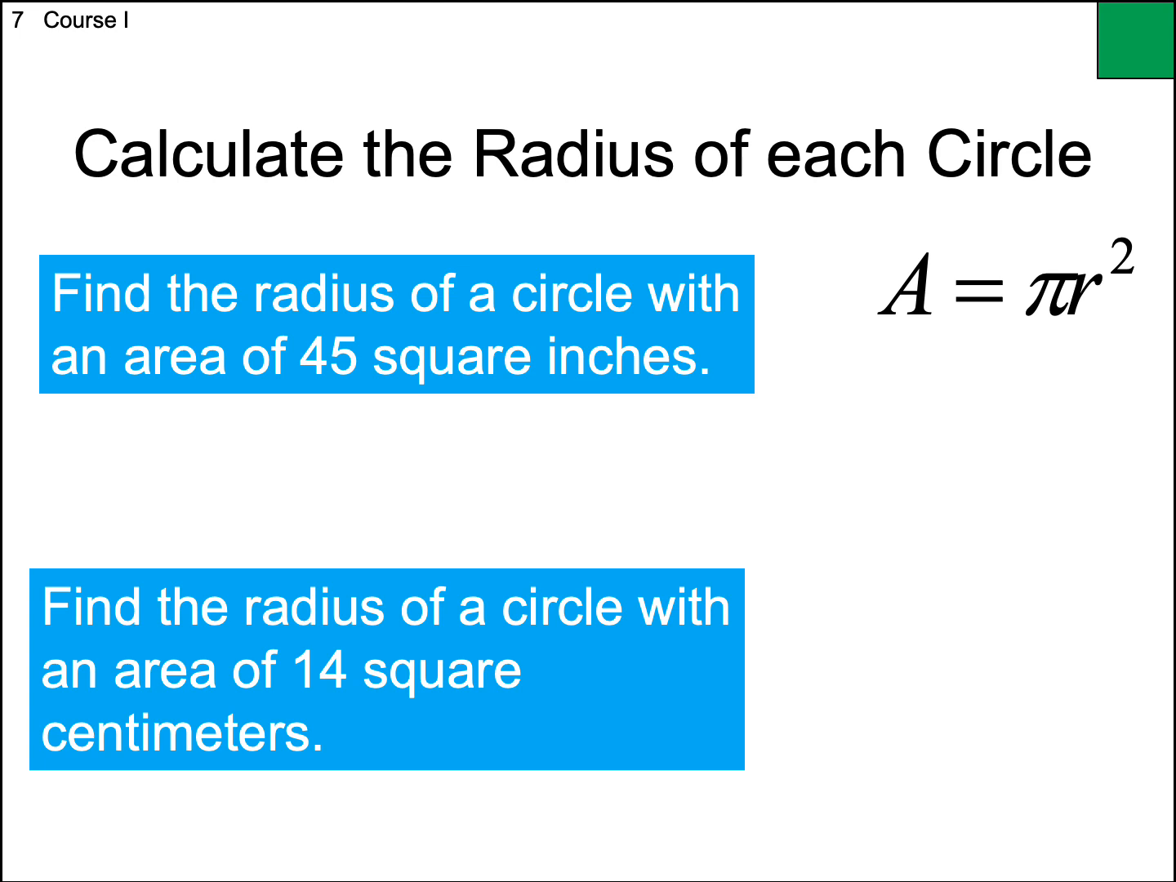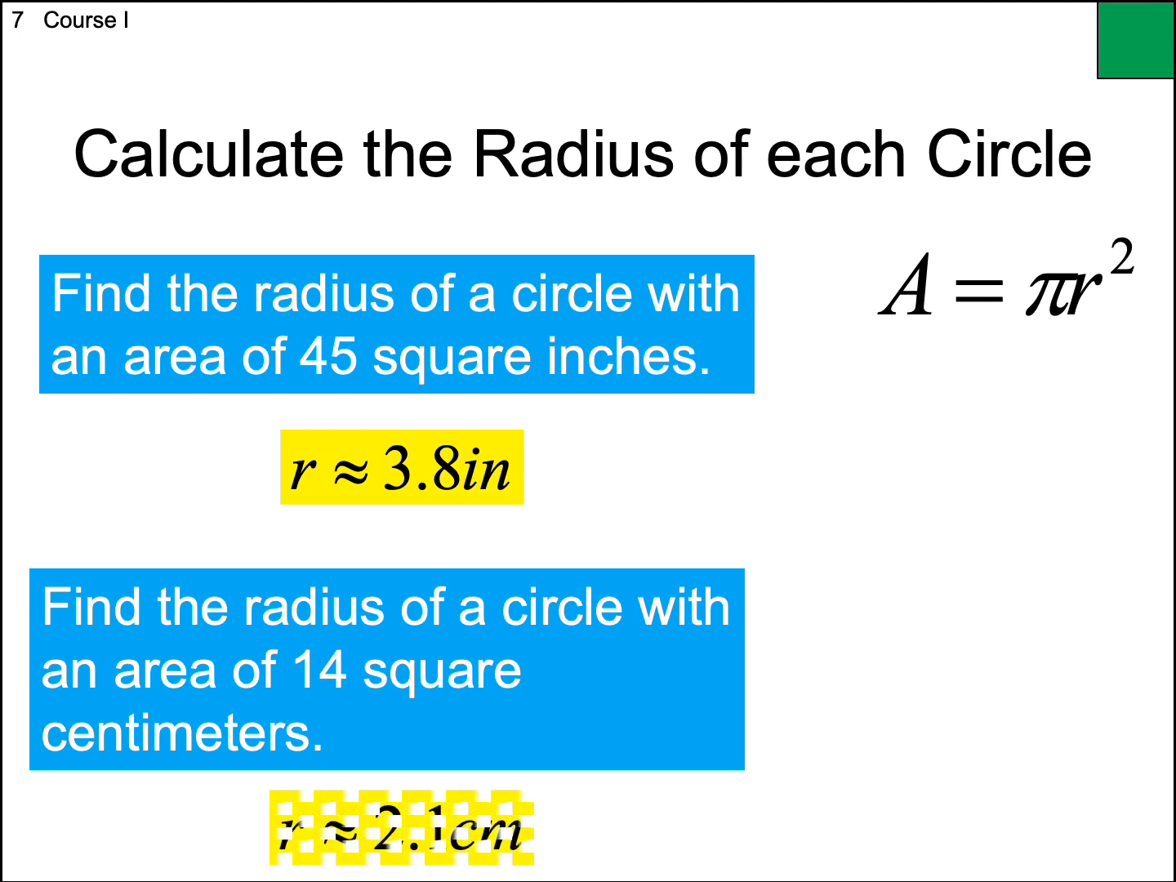How'd you guys do? Hopefully, if you were running into problems, you rewound the video, saw how I did it for the 3 examples, and were able to get both of these done. The first one, the answer is approximately 3.8 inches. Notice that the answer is not in square inches because we're calculating the radius, not the area. Area is always in square units. Radius is just a distance, therefore it's not squared. And the last one, the answer is approximately 2.1 centimeters.